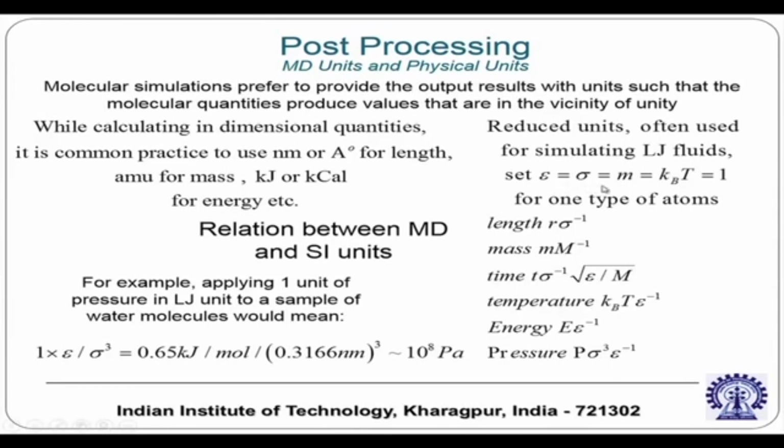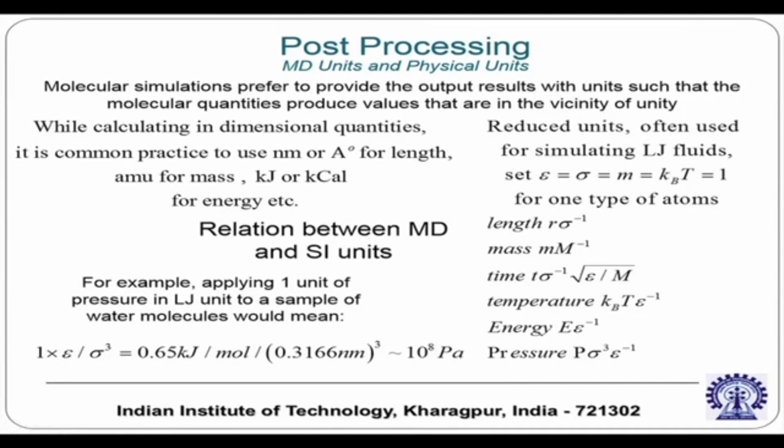You set sigma equal to epsilon is equal to kB, m equal to kBT equal to 1. Now the length is normalized by the parameter sigma, mass by the molecular mass, time by this parameter. So you can see these are normalized, like r into sigma to the power minus 1, this is a normalized unit. So similarly the time, temperature, energy, I will give you one example of pressure, like the pressure is P into sigma cube epsilon to the power minus 1.